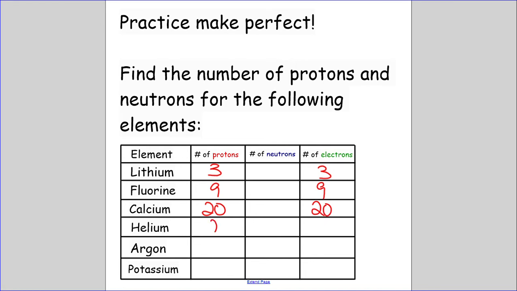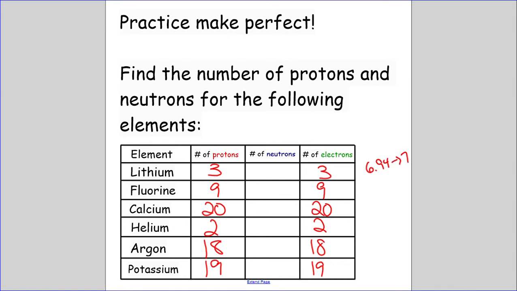So helium would have 2, argon has 18, and potassium has 19. Now for the number of neutrons, I just need the mass number for each one of them. Lithium is 6.94, so maybe we'll jot this over on the side for the rounding part. 6.94 is going to round up to 7.